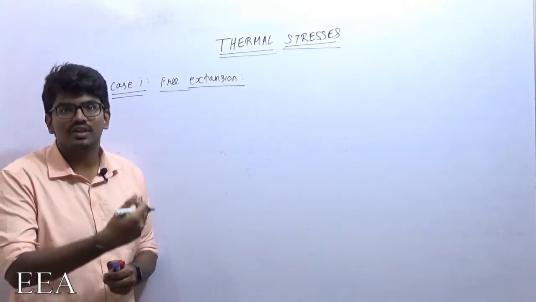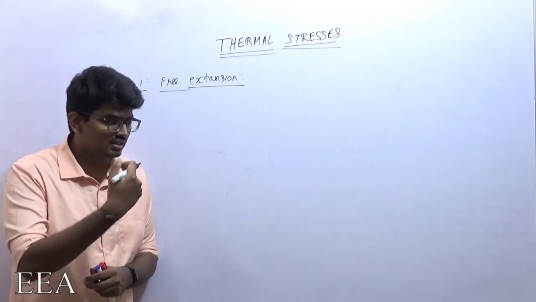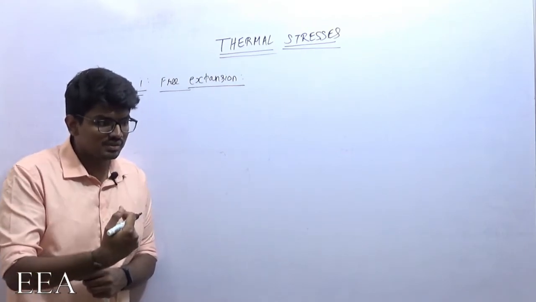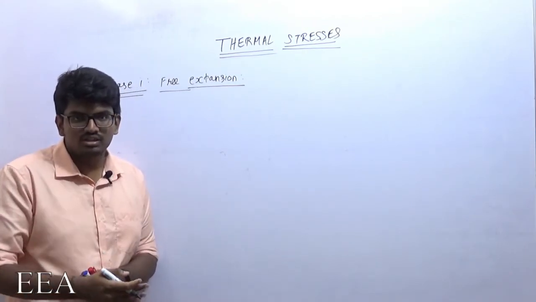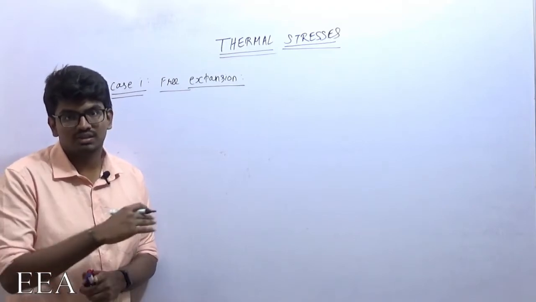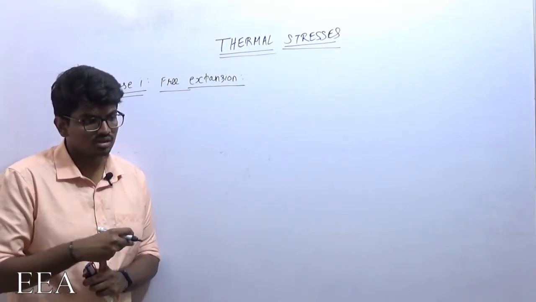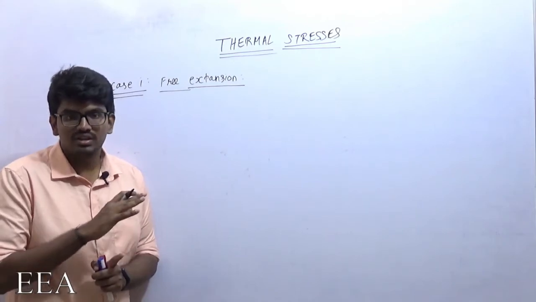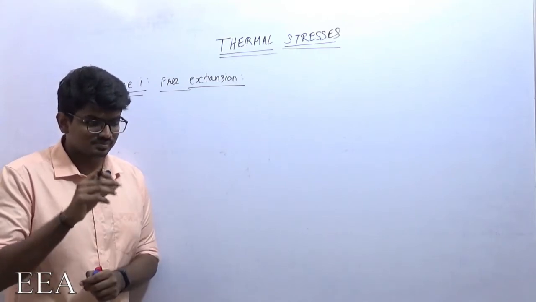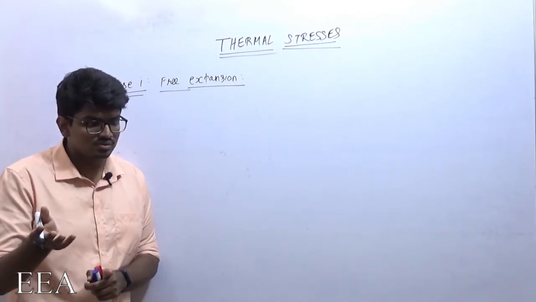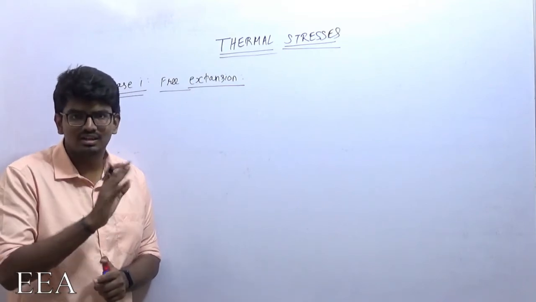Delta T means final minus initial. If I'm increasing from 20 to 30, it is 30 minus 20, so delta T will be positive, whatever I'm going to talk about. That's what we are going to discuss, but there is only one small change you need to make, which I will mention in between itself.